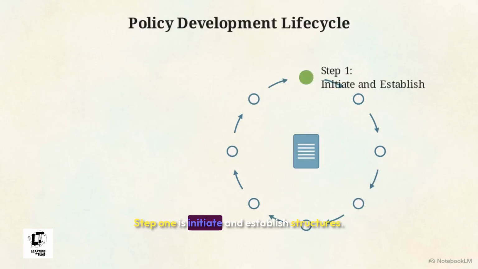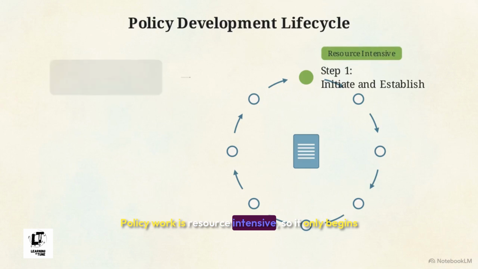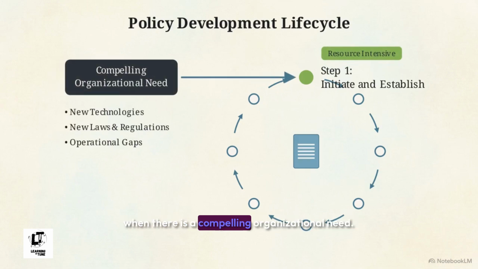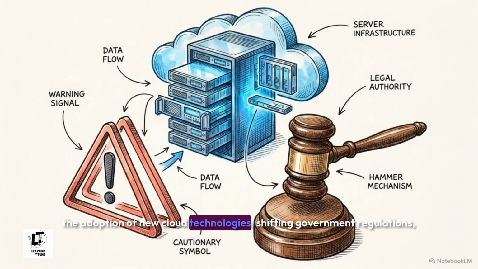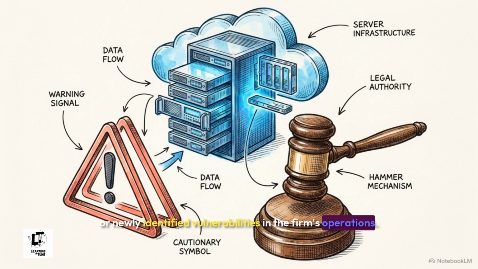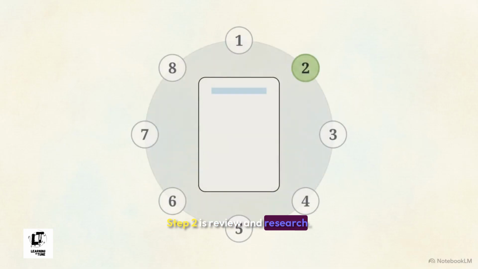Step 1 is initiate and establish structures. Policy work is resource-intensive, so it only begins when there is a compelling organizational need. These initiation triggers are concrete events: the adoption of new cloud technologies, shifting government regulations, or newly identified vulnerabilities in the firm's operations. Step 2 is review and research.